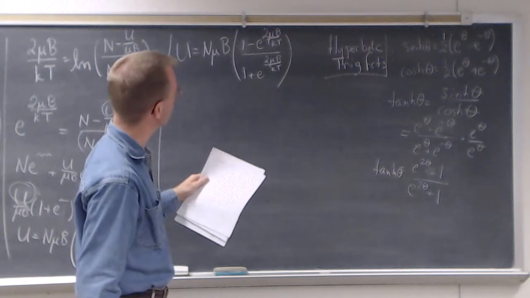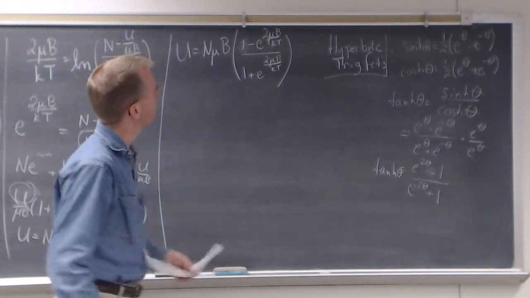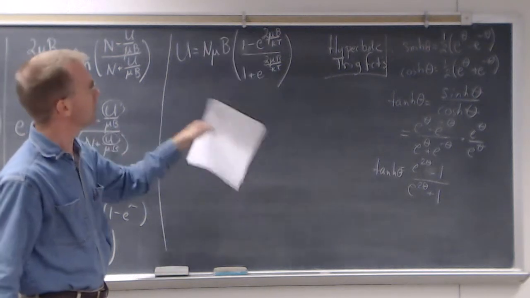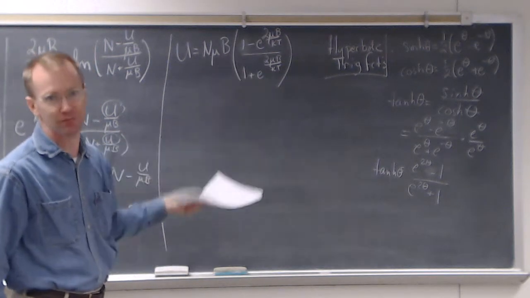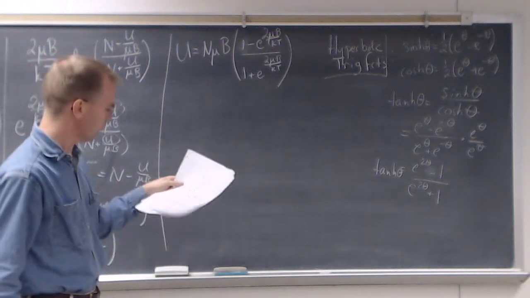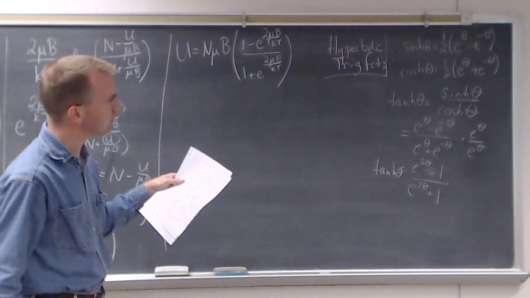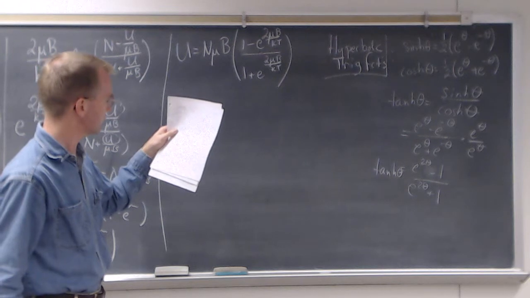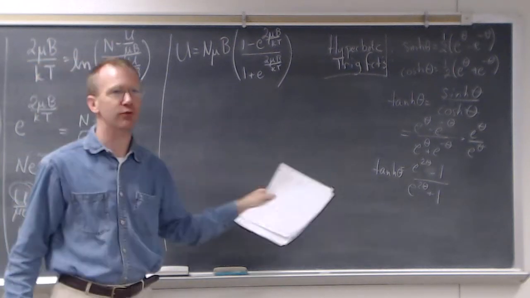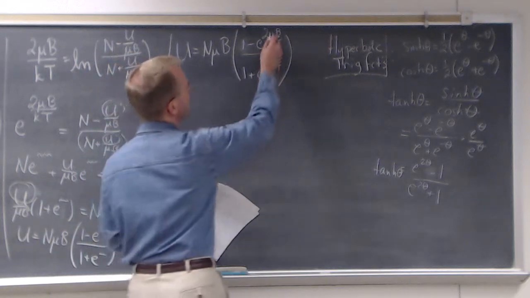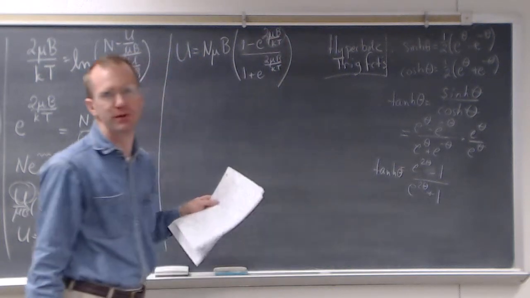And I should have turned it around. That's all right. We've got 1 minus e to the 2 something divided by 1 plus e to the 2 something. Well, that gives us, if I'm thinking this correctly, yeah. All right, so we just have an overall negative sign. This is negative times the hyperbolic tangent of mu b over kt.